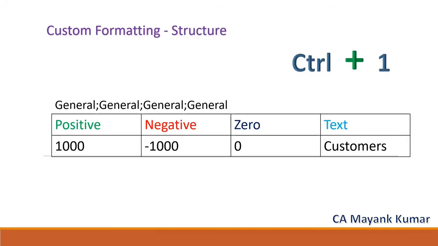So keeping in mind the structure of custom formatting as we have just discussed, and the shortcut of this custom formatting is Control 1. Let's jump into the Excel sheet and let's learn how we can use these skills to present the data in a far better way.